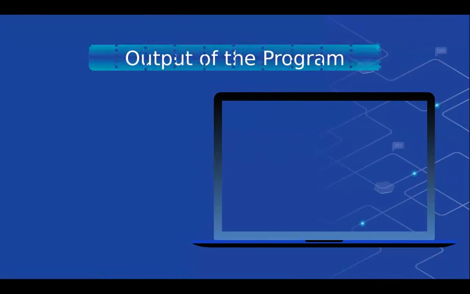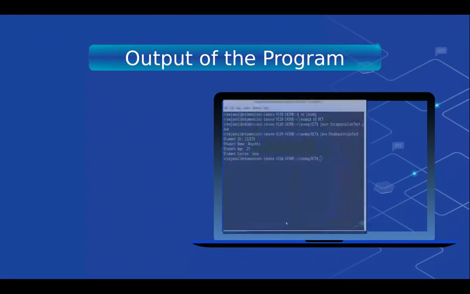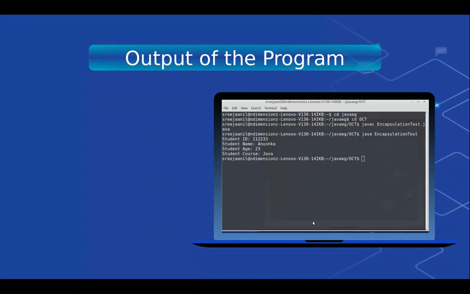Now we'll come to the output of the program. Here, first of all, I have to go to the folder in which I have saved. So I say cd java eg, then I say cd oct, then I say javac, that is for compilation. I say javac EncapsulationTest.java, that is compiled. Then I say java EncapsulationTest. Here I execute the .class file.